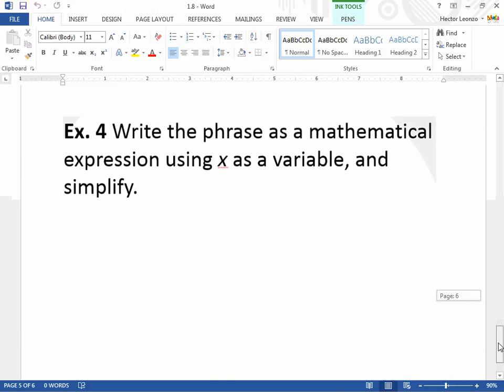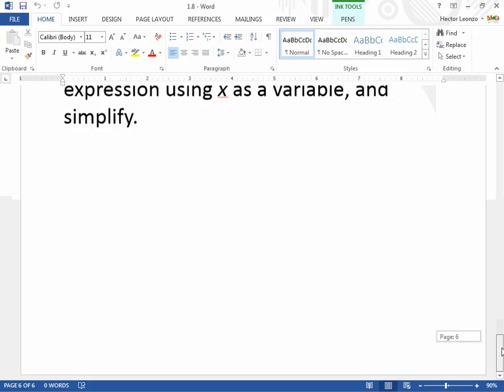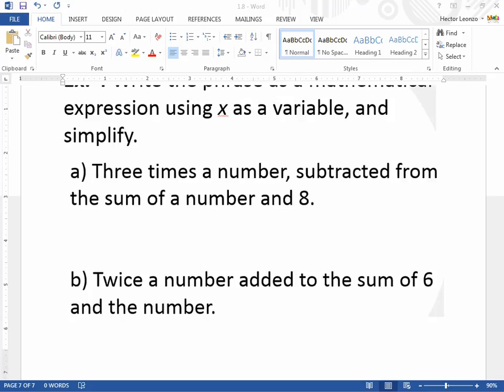Lastly, let's see. Write the phrase as a mathematical expression using x as a variable and simplify. Oh, I don't have a question there. Hold on, let me add the question. So now the question is 3 times a number. Remember, we're going to use x as the variable. So let me read this little by little. 3 times a number. So I'm just going to go 3 times x.